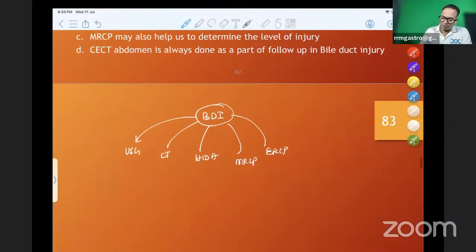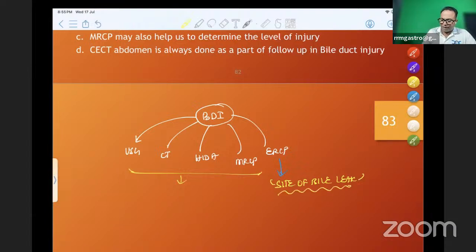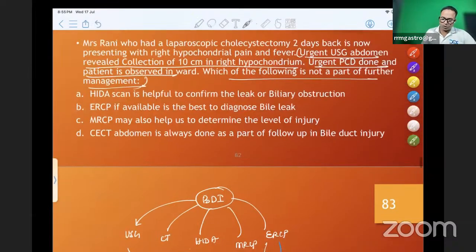But the speciality is, only ERCP can detect the site of bile leak. Site of bile leak is detected only by ERCP. Others will show there is a leak, but they cannot show the site of leak. Site of bile leak investigation of choice is ERCP. So other investigations are not much helpful in finding the site of leak. HIDA scan confirms the leak, yes. ERCP is the best to diagnose bile leak, yes.